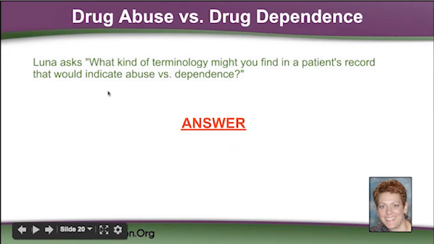So this next slide is also mine. Drug abuse versus drug dependence. Luna asks, hey Luna, what kind of terminology might you find in a patient's record that would indicate abuse versus dependence? So I had to do my little Google research.